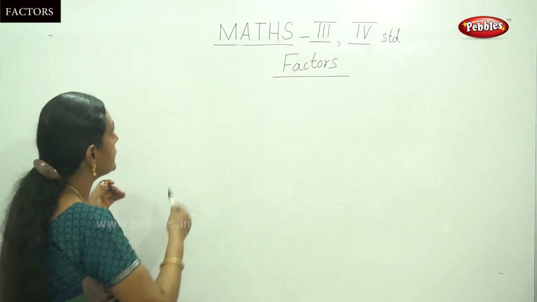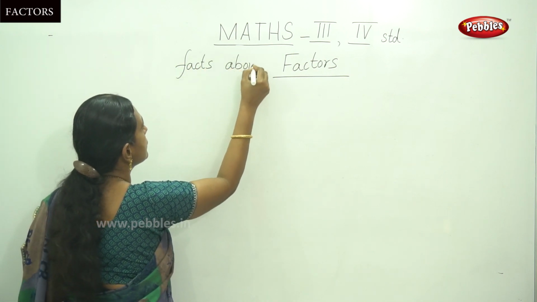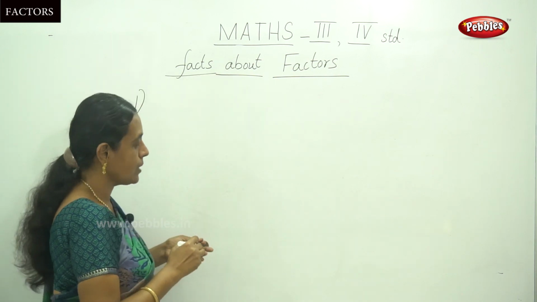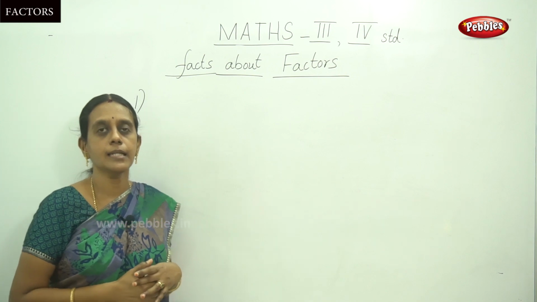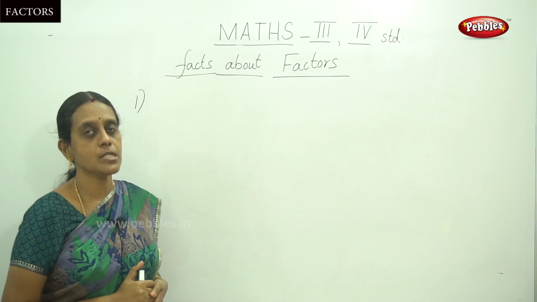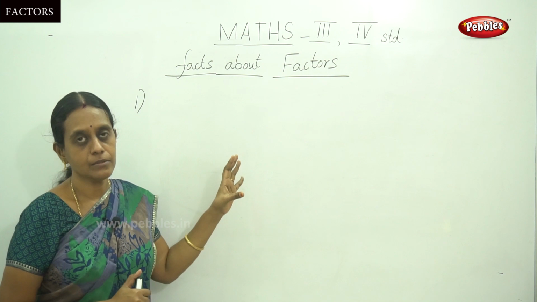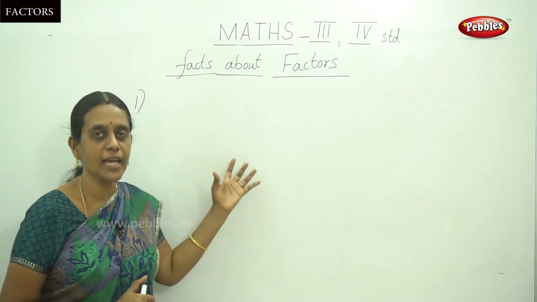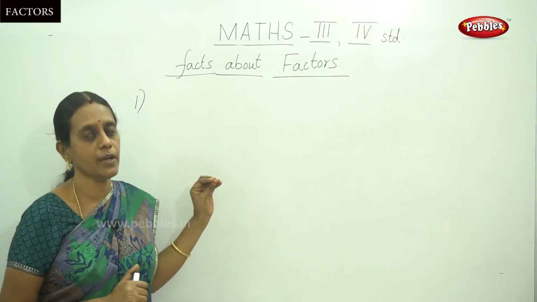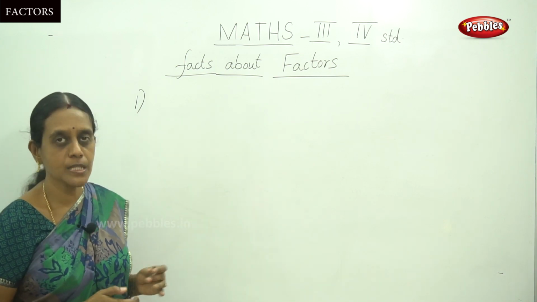Okay, our topic is facts about factors. What are the facts about factors? The first fact: 1 is a factor of all numbers, similar to what we saw with multiples. For example, 9: 1 times 9 is 9. So 1 is a factor of every number. If you find the factors of any number, 1 is a factor of it.